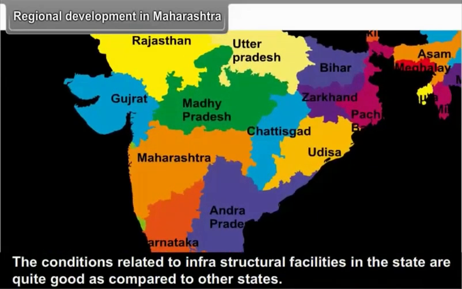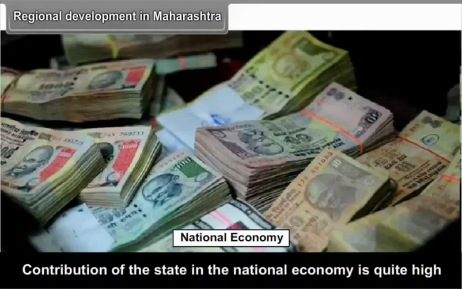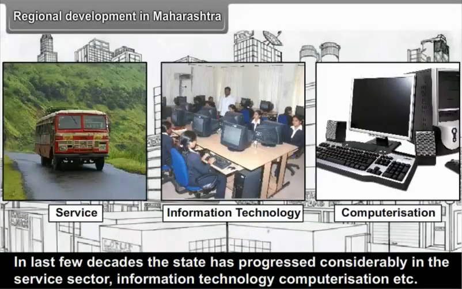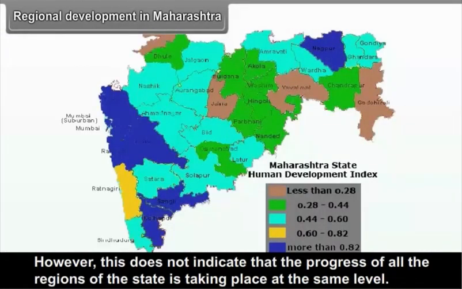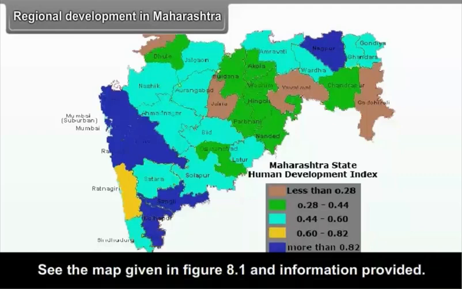The conditions related to infrastructural facilities in the state are quite good as compared to the other states. Contribution of the state in the national economy is quite high. In the last few decades, the state has progressed considerably in the service sector, information technology, computerization, etc. However, this does not indicate that the progress of all the regions of the state is taking place at the same level. Let us try to understand the conditions of development in Maharashtra using the Human Development Index.